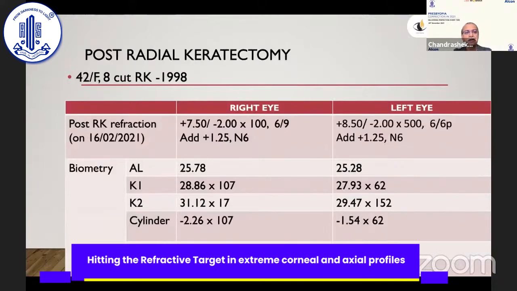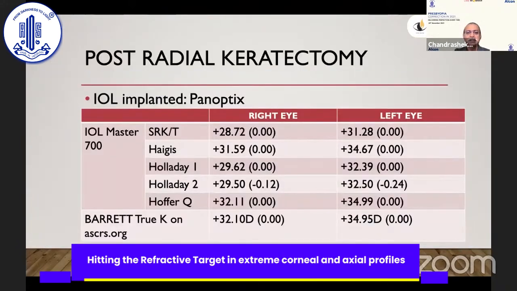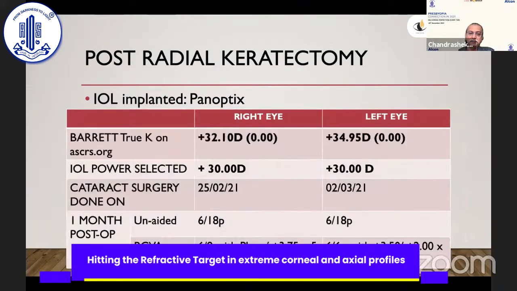Now, this is one example of an 8 cut RK. The patient had RK undergone in 1998. The refraction we had done on 16 February 2021 was +7.5 and +8.5 spherical with a -2 cylinder. Now you can see the IOL powers are going helter-skelter. There is a wide range across which the IOL power has been suggested, but Barrett True-K suggested 32.1 in the right eye and 34.95 in the left eye.